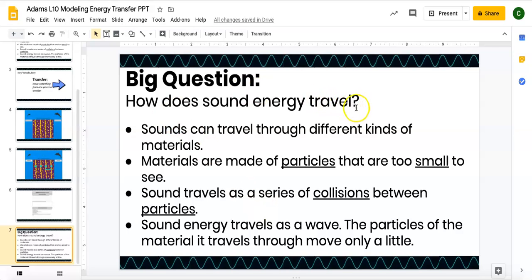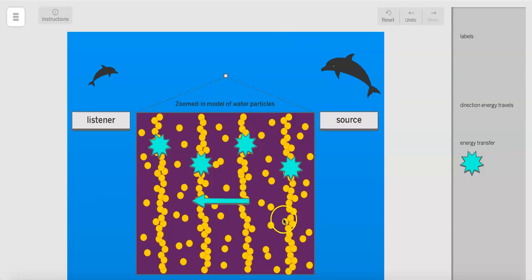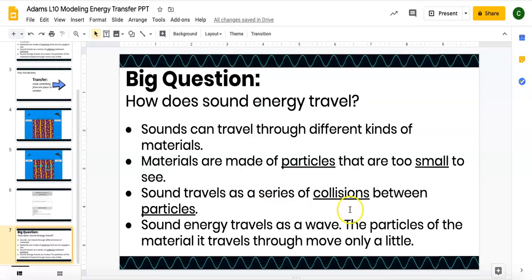How does sound energy travel? Sounds can travel through different kinds of materials. Materials are made of particles that are too small to see. Sound travels as a series of collisions between particles. So when we think about this, sound travels as a series of collisions. I'm going to go ahead and quickly bounce back to my simulation. Sounds travel as collisions, right? The particles are colliding right here. And so this is a representation of a series of collisions and what that looked like when you think about it, particles colliding.